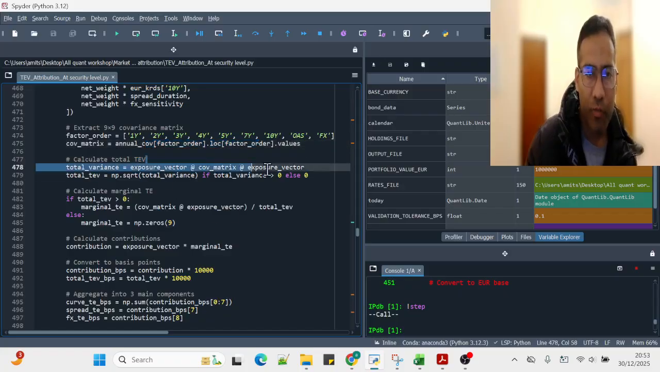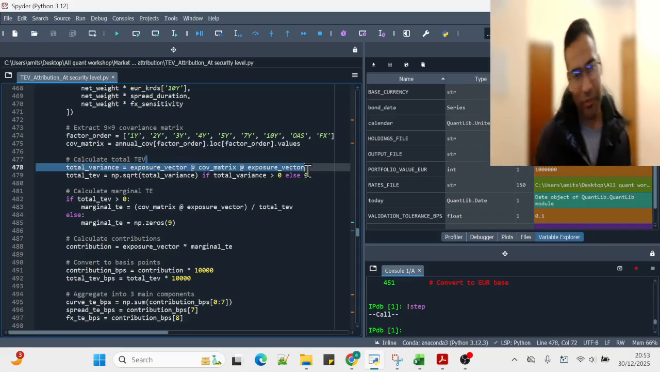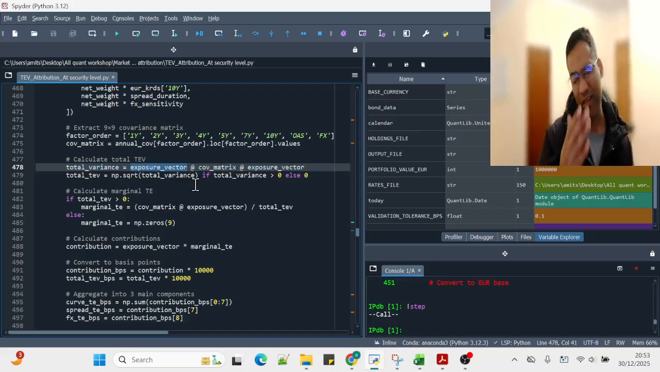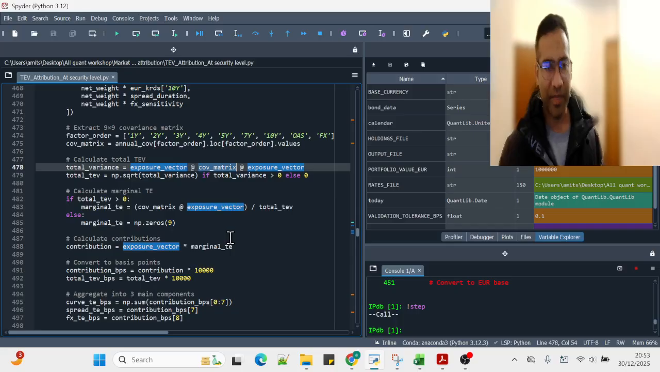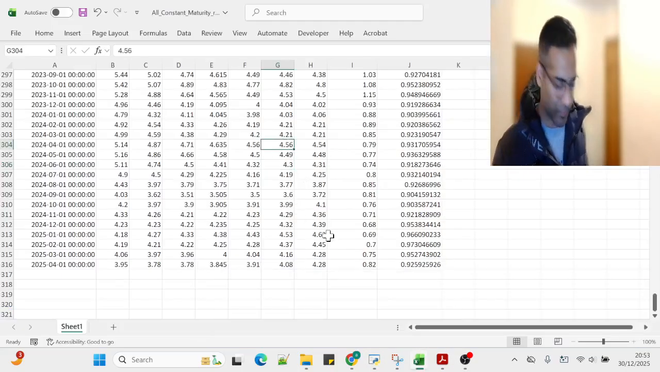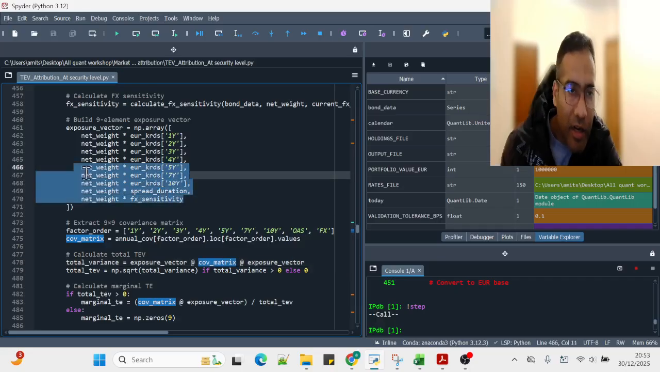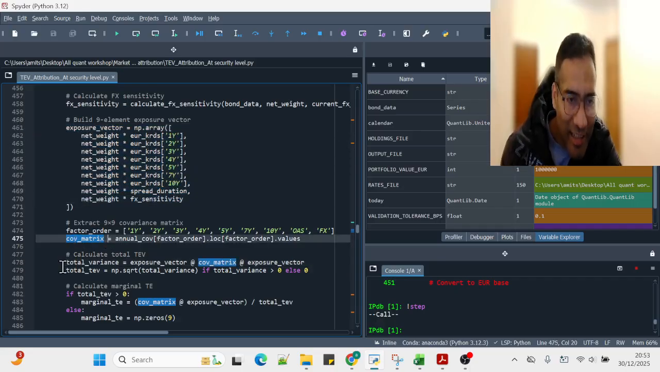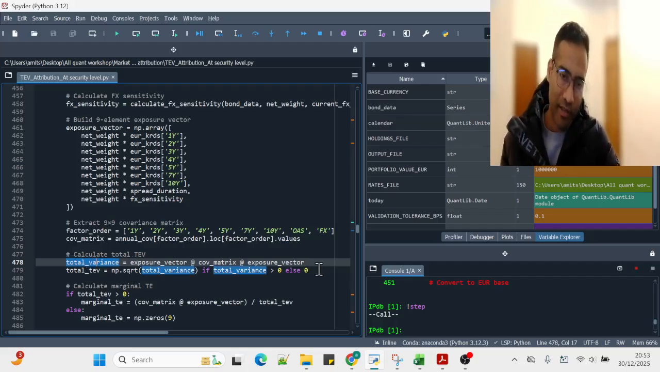This formula is important, okay? If you want to calculate total variance, then this is a matrix dot product. This is your exposure vector that you calculated earlier, net weight multiplied by sensitivity. Simple as that. Now this is the covariance matrix, which you calculated based on the monthly risk factor movements and scaled linearly with time. And because this is variance, if you want to calculate tracking error volatility, you have to take the square root of total variance.